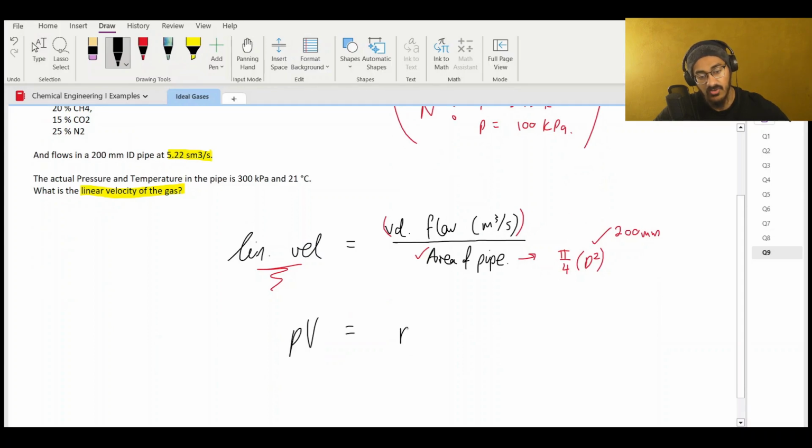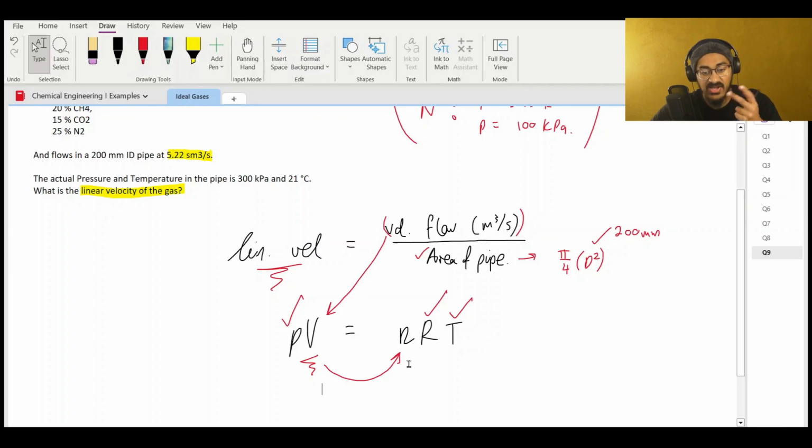If I wanted to find the volumetric flow, I can try using the ideal gas law, PV equals nRT. I know the actual pressure of this gas was 300 kPa, and I know the actual temperature was 21 degrees Celsius. I know what the ideal gas constant is, but you see the problem I run into here. I cannot get the volumetric flow because I do not know the number of moles. So now we've hit a snag, a dead end. I don't know how many moles of gas we have in this pipe.